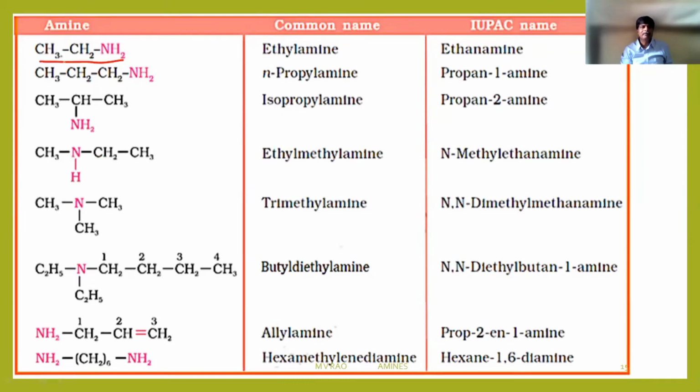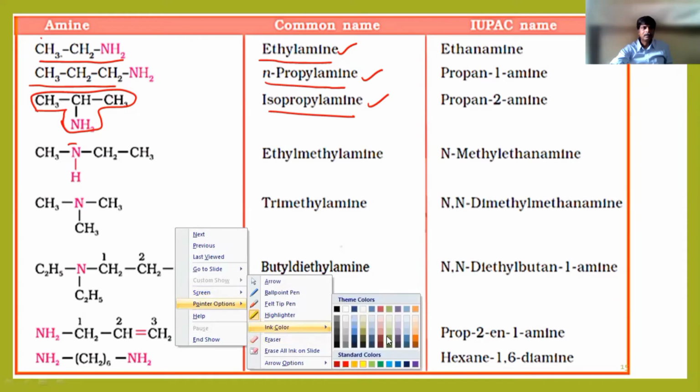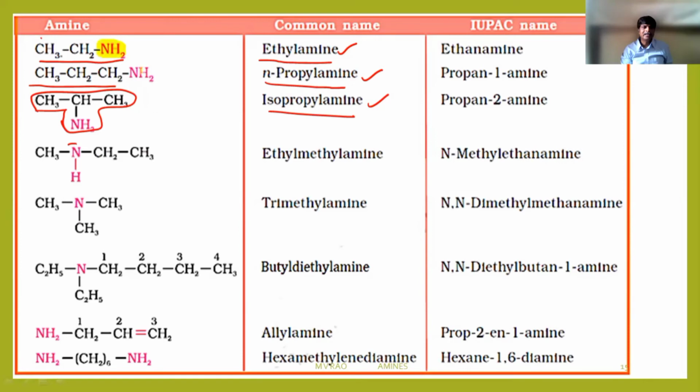You will see some examples here. CH3CH2NH2, the common name: this group is ethyl, ethylamine. This group is propyl, in a straight chain, n-propylamine. This is also propyl, but this propyl is isopropyl, isopropylamine. First of all, you have to check what type of amines these are. NH2 means primary, this one is secondary, this one is tertiary, where only N is there. Another is primary, it is a diamine. So here, three carbons are there with an iso group, isopropylamine.